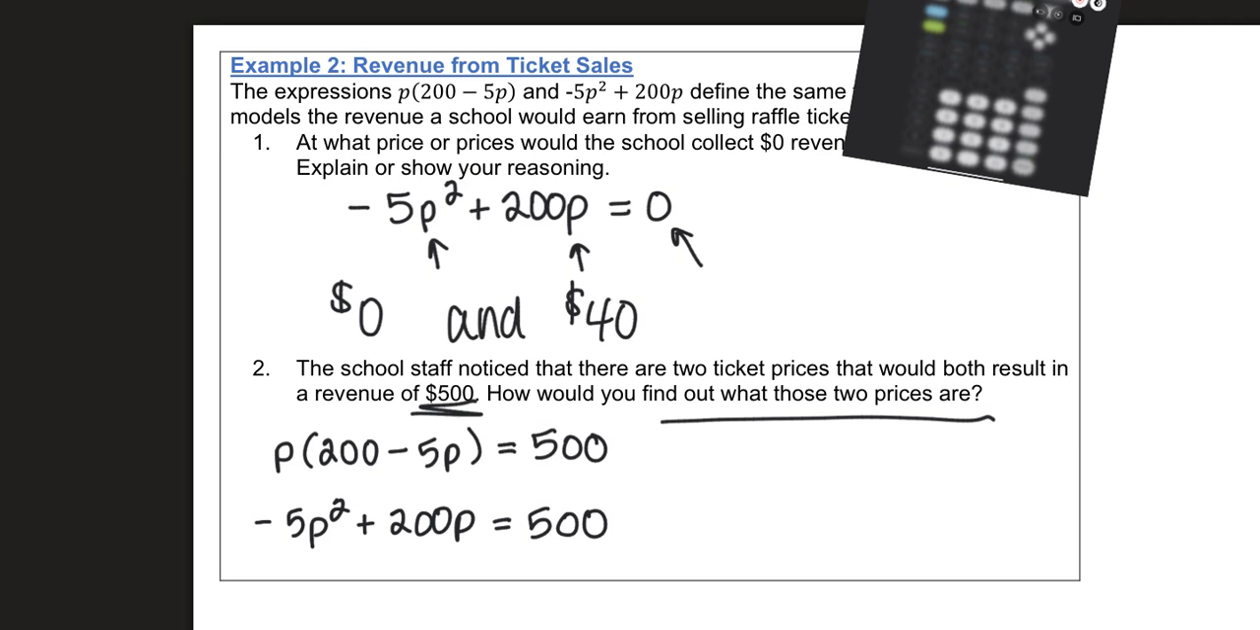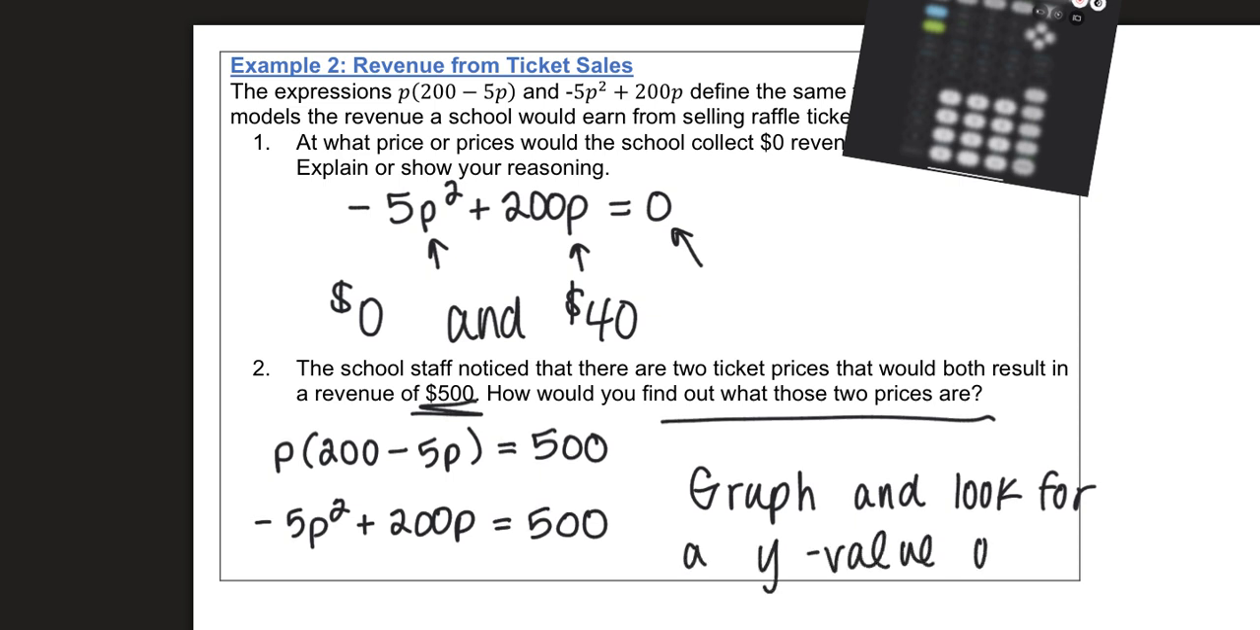The other way is we could graph and look for a y value of 500, right? Those are the only two ways we know right now, is just trying some different values into our function or graphing. So as we go through this unit, we'll talk about some different ways that we could find the answers to these questions.